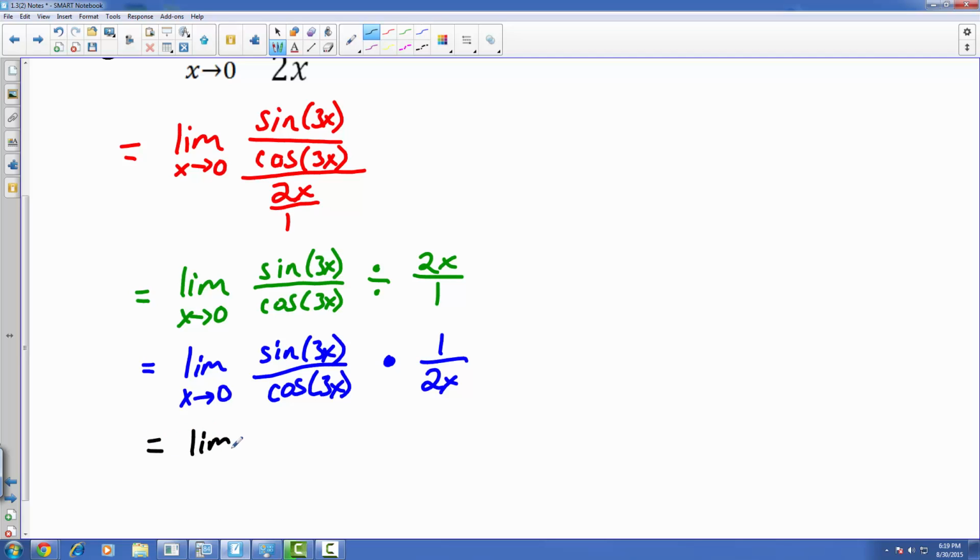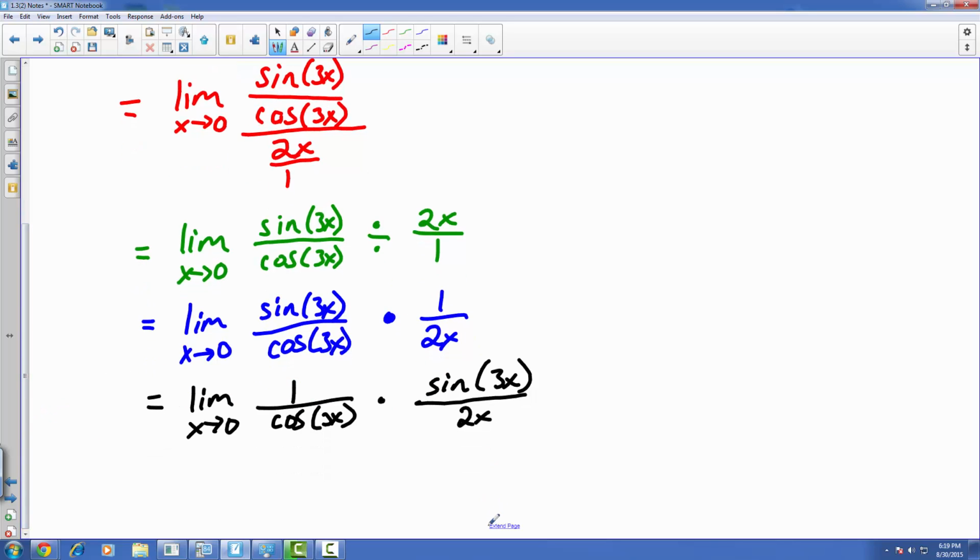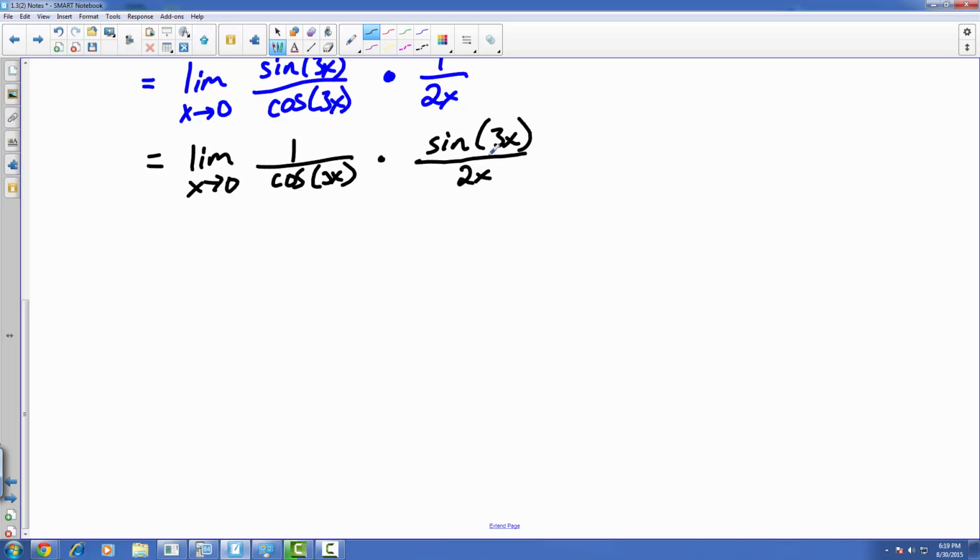So we have the limit as x approaches 0 of 1 over the cosine of 3x times the sine of 3x still over 2x. So right there, since multiplication is commutative, we just swapped those two. Now the issue here is we still don't have something in common between these two numbers. So we still have the limit as x approaches 0 of 1 all over cosine of 3x. So that guy's remaining unchanged.